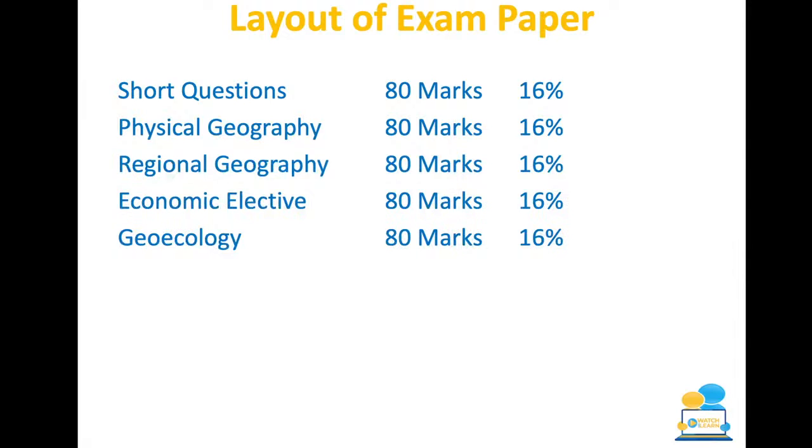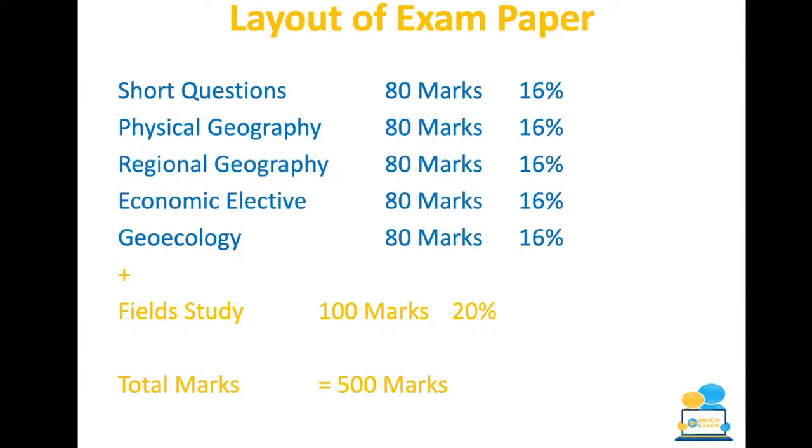So it's important to give equal time and effort to each section, because no one section is worth more than the other. And then you've got your field study, which you will do in class before the exam. Your field study is worth 100 marks, so it's 20% of the overall geography grade. So you've got 16, 16, 16, 16, 16, that's 80%, and then you have your 20% for the field study. The total exam paper is 500 marks.